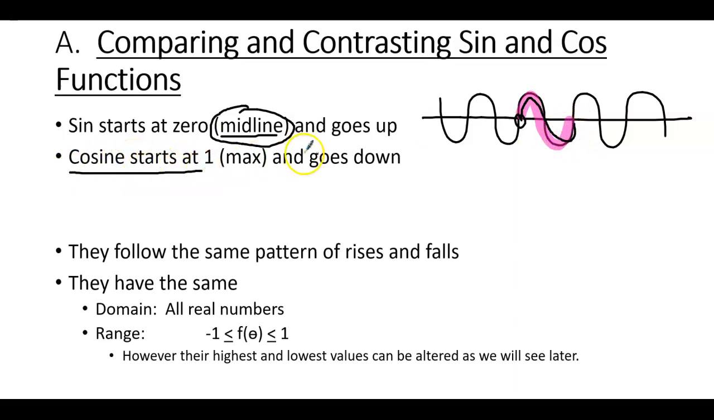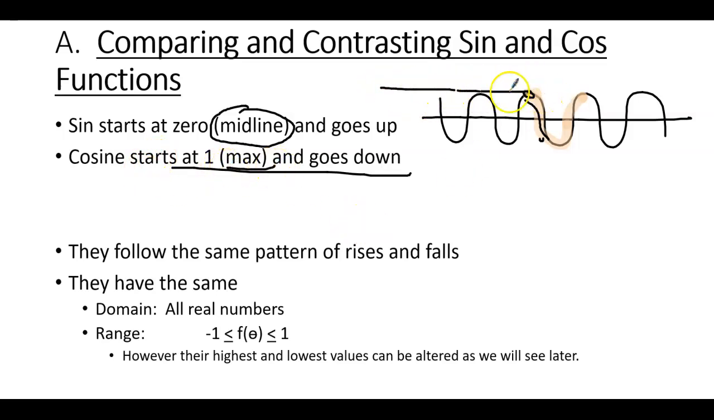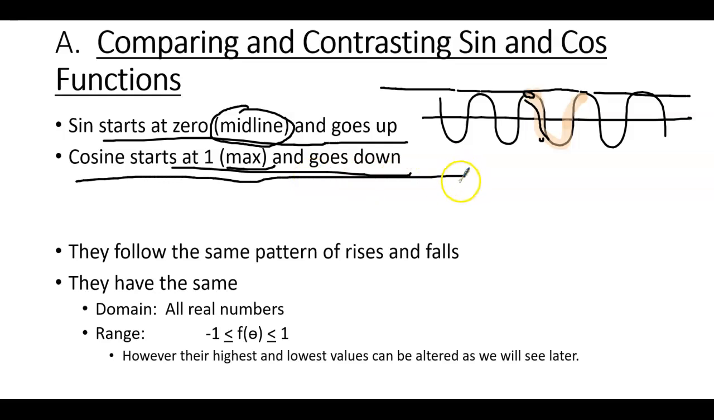Cosine starts at 1. So as you guys remember, the basic shape for cosine was more like this U shape here. So cosine starts up high. And after that, it goes down. Now, instead of saying it starts at 1, I'm going to say it starts at the max, because that's the highest level of the graph. It doesn't go past that, so it's the max. So sine starts at the midline and goes up from there. Cosine starts at the max and goes down from there.